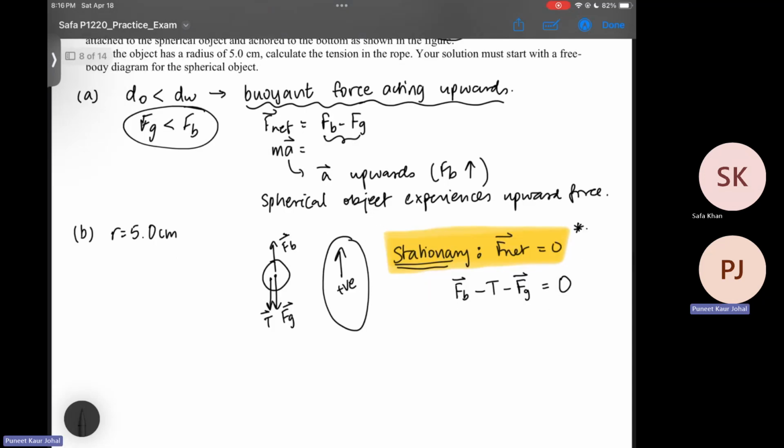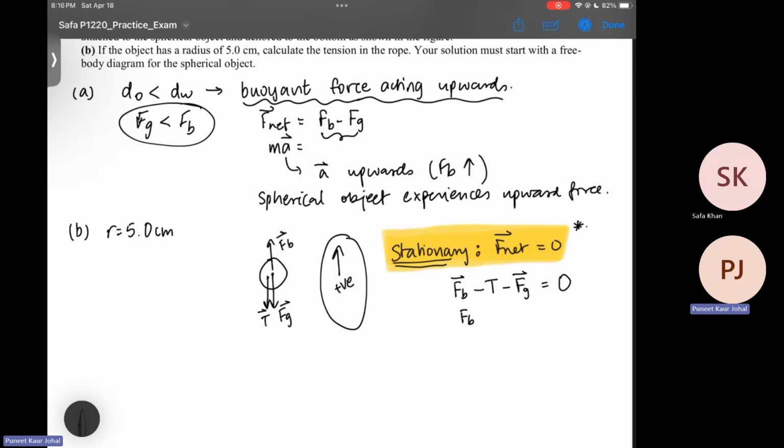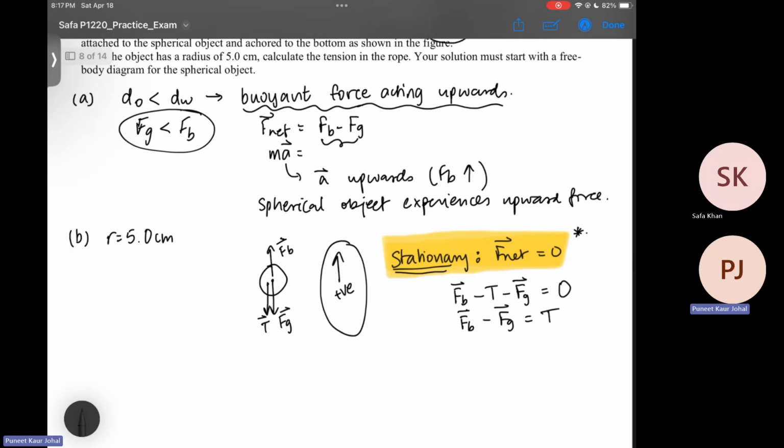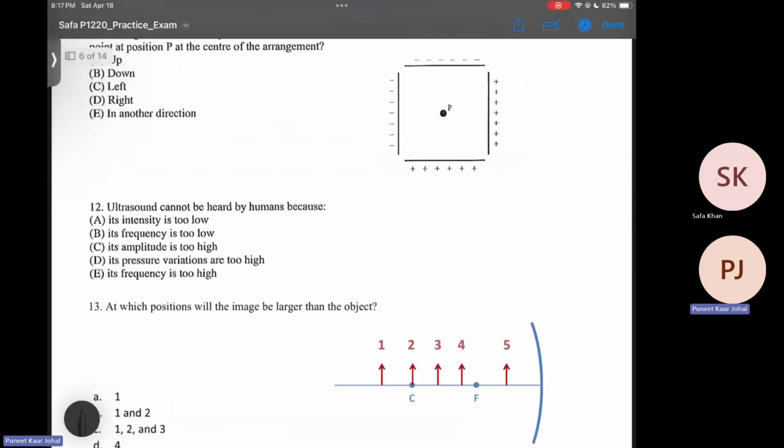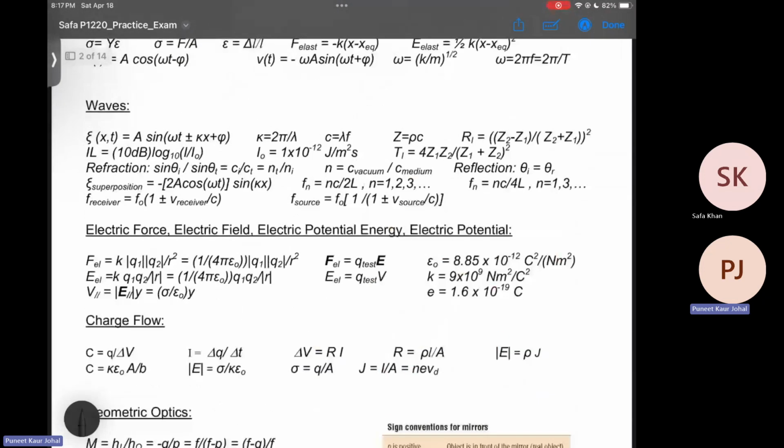Now we're finding tension. So we'll just rearrange for it. I'm just going to move tension to the other side. So FB minus FG is equal to T. Now all you have to do is figure out what the buoyant force is, what FG is, and put it in. Well, let me see if there are formulas so you don't have to.